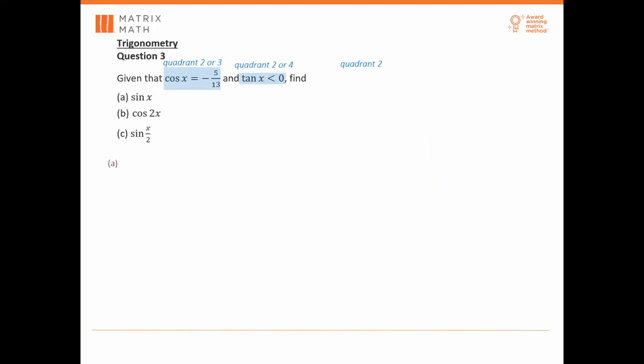In case you're confused about what tangent x less than 0 means, numbers less than 0 means negative. So in other words, that is saying tangent x is negative. Okay, that's all.